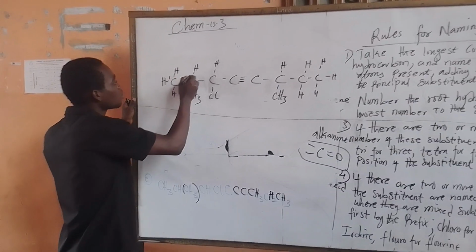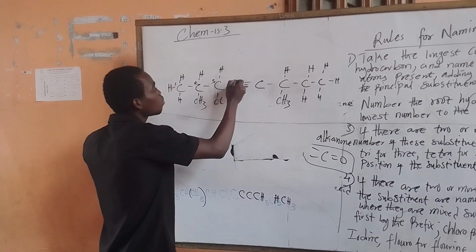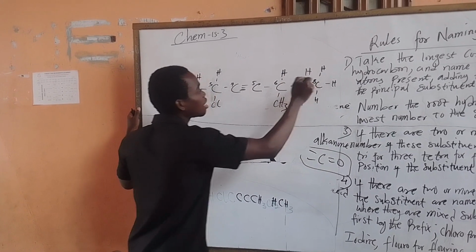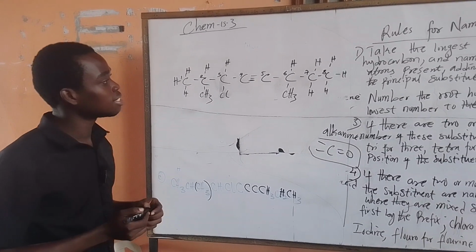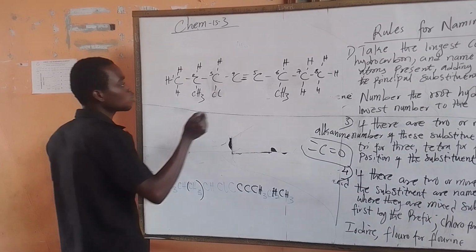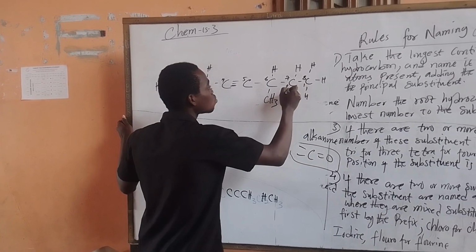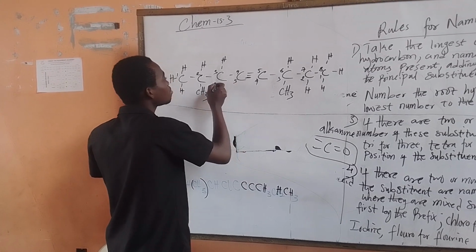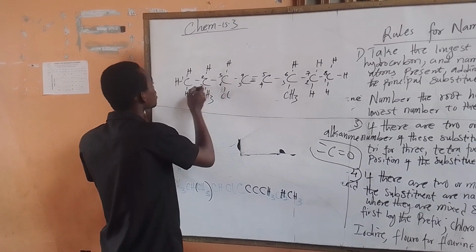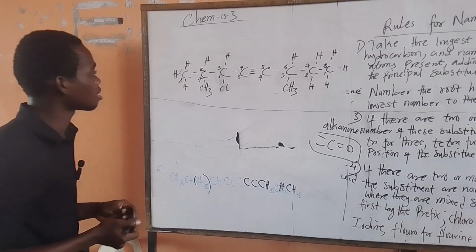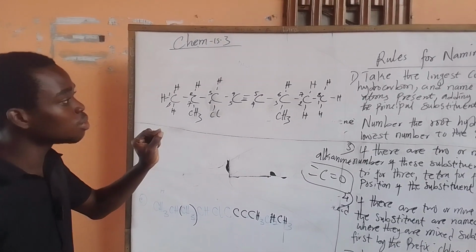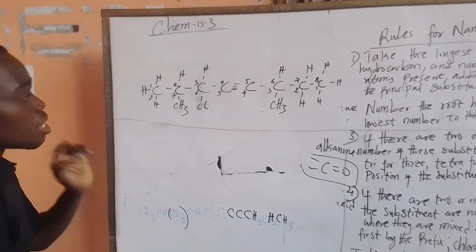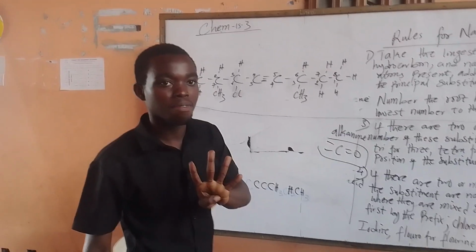We have 1, 2, 3, 4, 5, 6, 7, and 8. Then they said from end to end, so we number it again: 1, 2, 3, 4, 5, 6, 7, and 8. Now they said which gives the lowest number to the substituent. Now look up. I will tell you number 5.